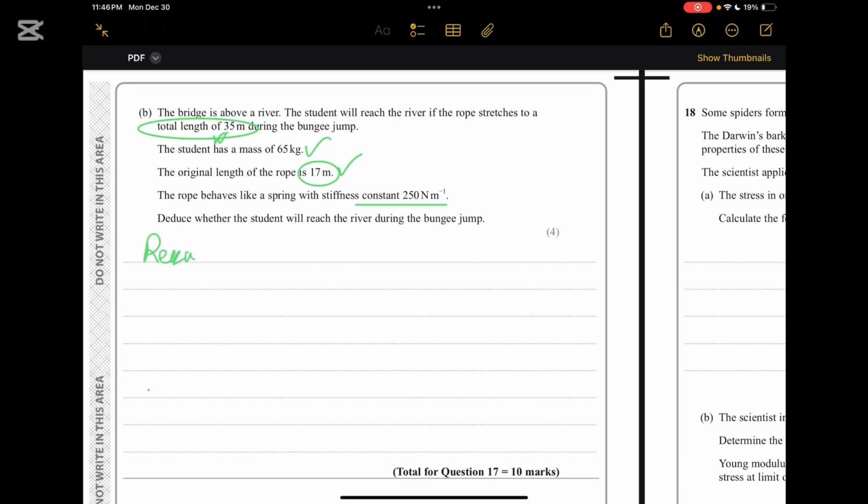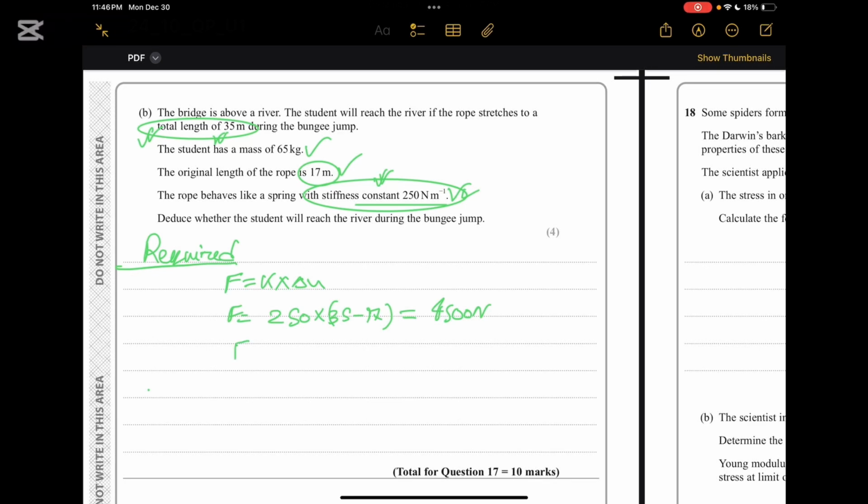The required value for the student to reach the river is, we know they have given us the stiffness constant. We can use F is equal to K into del X. Here K is equal to 250, and del X is 35 minus 17, this is the change in length. So this force value comes as 4500 Newton. But we are not concerned about that force, because we will figure out the elastic potential energy of the rope, because they have asked us about the rope.